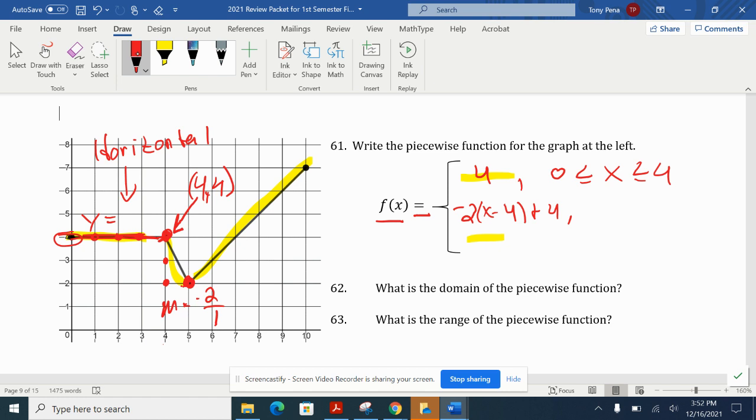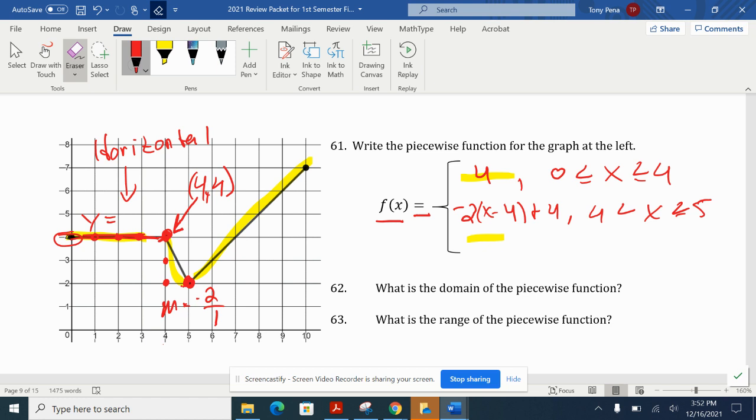Need the interval for that one. So this line starts at 4, and then that line ends at 5. So I'm going to go from 4 to 5. Although we want to leave one of these open, so I'm going to leave that 4 open. So that just goes all x's between 4 and 5.